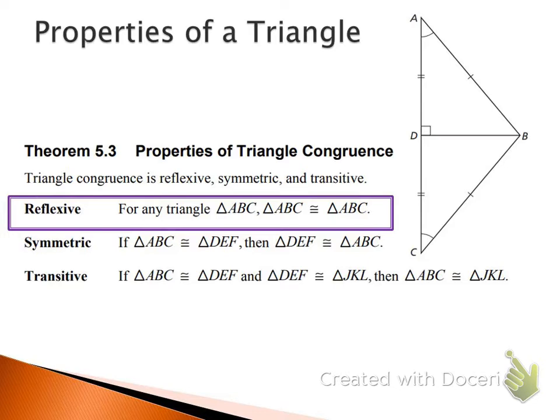The reflexive property says that something is congruent to itself. Okay? Look at these two triangles. We've got things marked congruent. We've got a side congruent to a side. We've got another side congruent to another side. We've got an angle marked congruent to an angle.